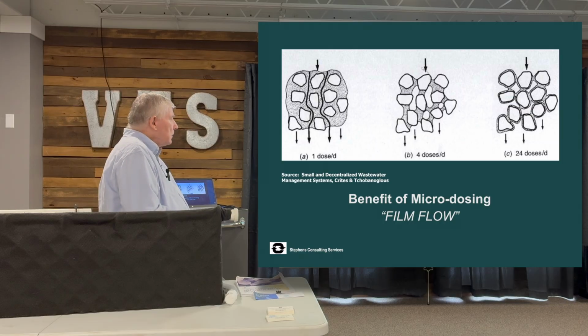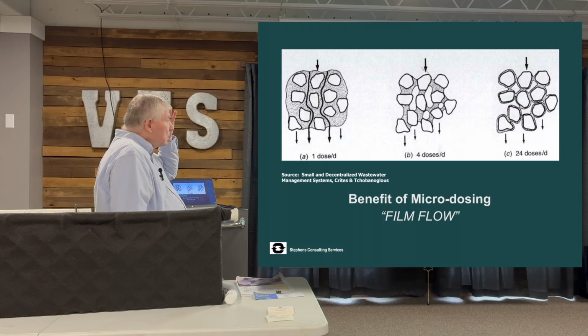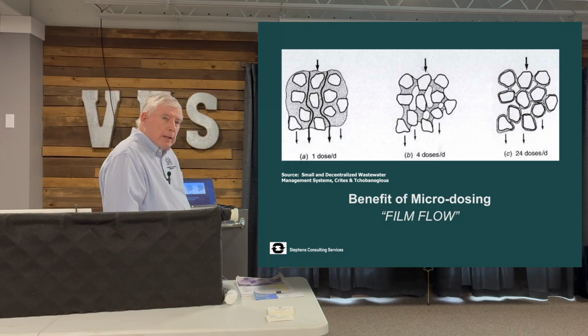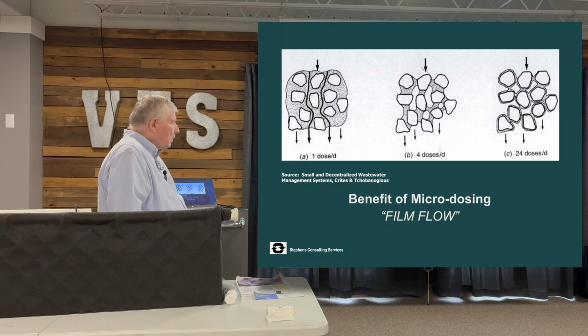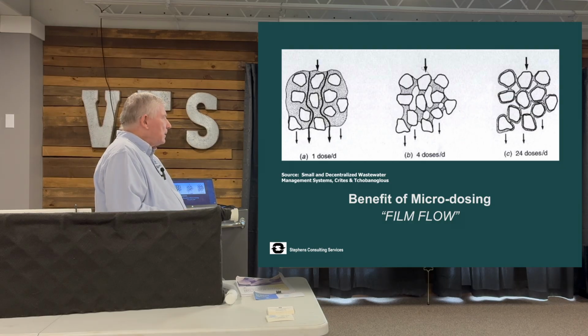So this is out of the Small and Decentralized Wastewater Management Systems book by Crites and Tchobanoglous, or whatever his name. I can never pronounce it. George T., anyway. Anyway, this is an illustration.